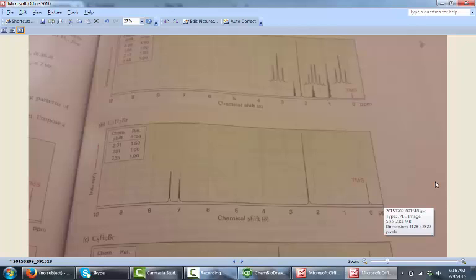Okay, we're going to move now to 13.58, question B. The question for this problem is: propose a structure for this compound. The molecular formula here is C7H7Br.